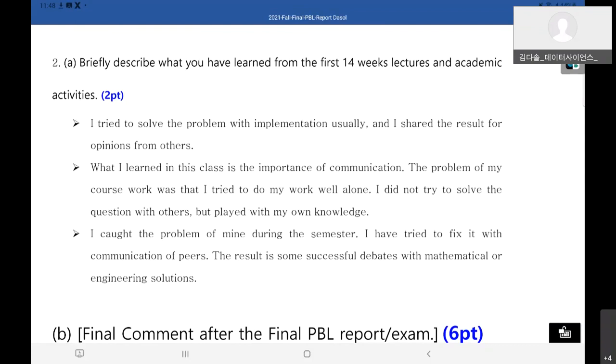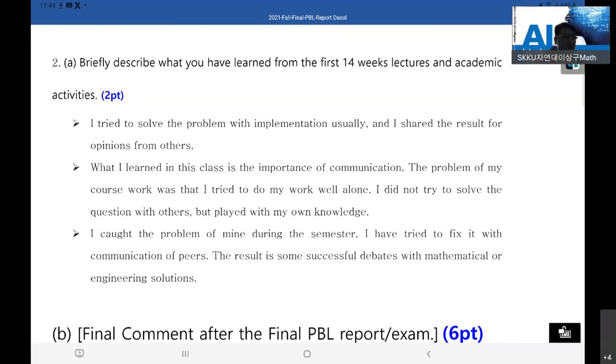To do something by myself is a very difficult thing and it is hard to solve all the problems, but problems are well done with communication with each other. I did not try to solve the question with others, so that was the problem of my work. But I caught the problem of mine during the semester. I have tried to fix it over the last several weeks because I tried to communicate with people and participate in Q&A sessions, try to ask questions, and try to answer questions.